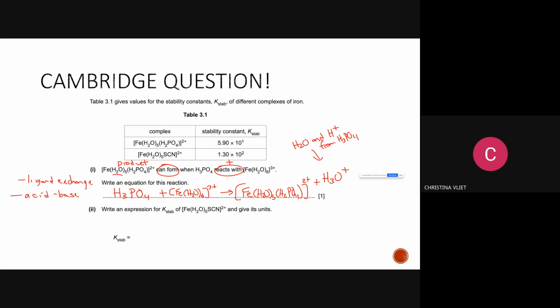And then the water inside of here is your base, and the H3O plus is your conjugate acid. So you could call this an acid-base reaction. They didn't ask for that in this question, but they totally could ask what type of reaction this is afterwards. Okay, so the next question is a little bit of a doozy.